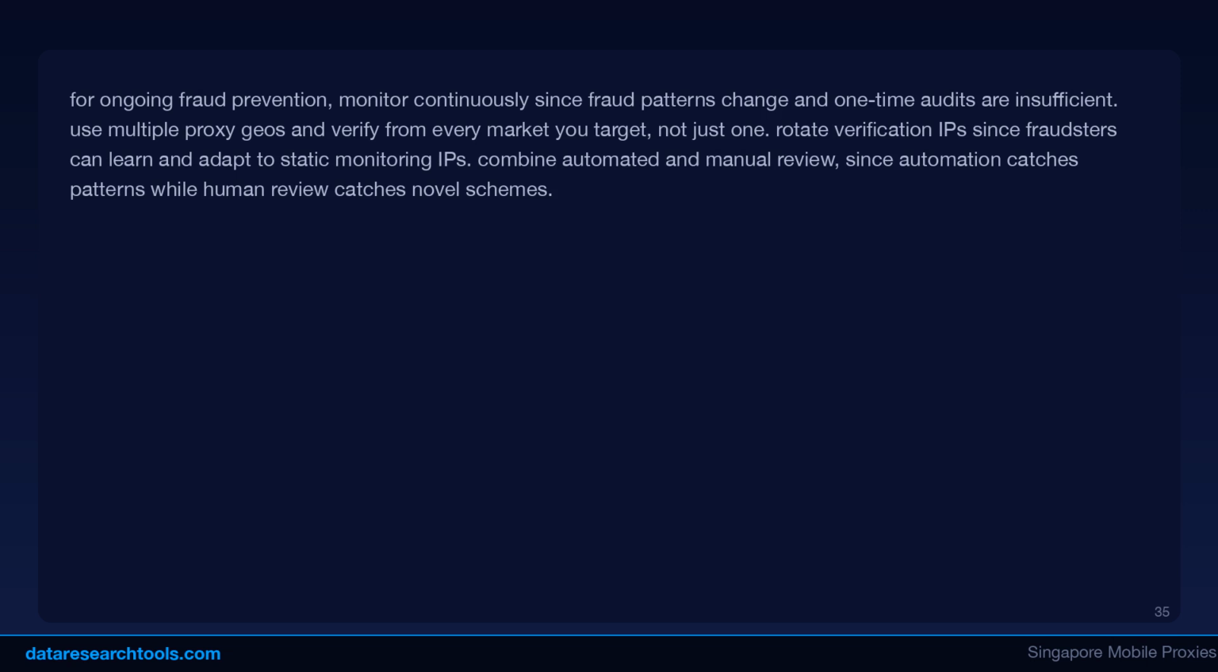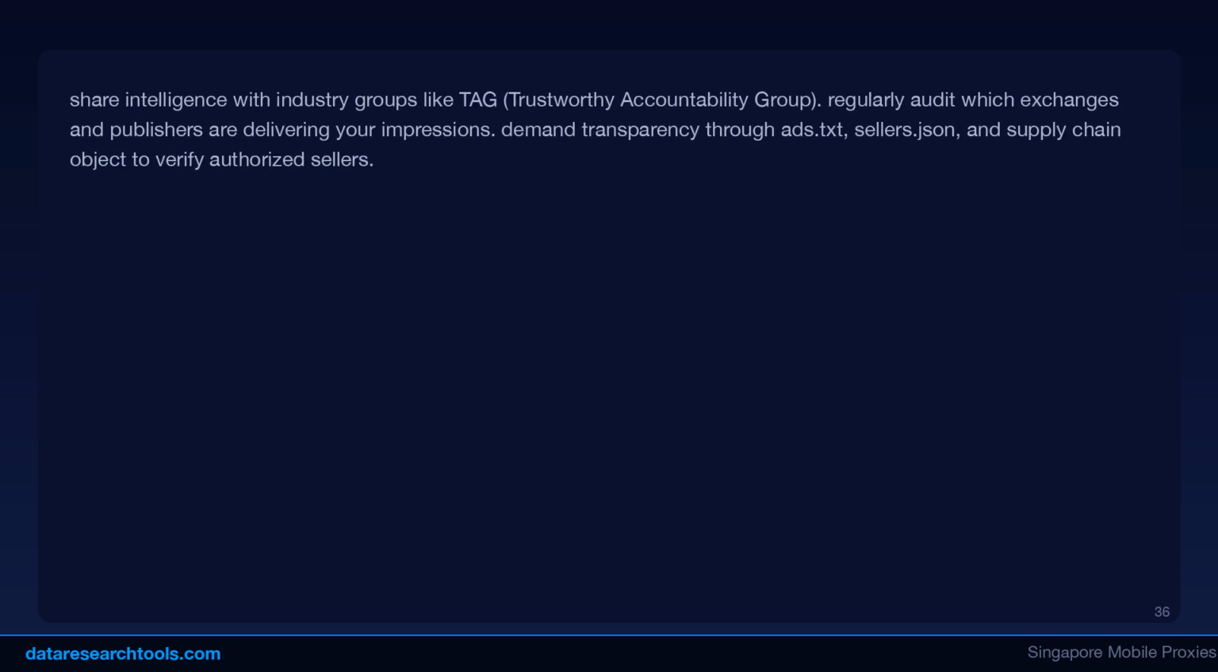For ongoing fraud prevention, monitor continuously, since fraud patterns change and one-time audits are insufficient. Use multiple proxy geos and verify from every market you target, not just one. Rotate verification IPs, since fraudsters can learn and adapt to static monitoring IPs. Combine automated and manual review, since automation catches patterns while human review catches novel schemes.